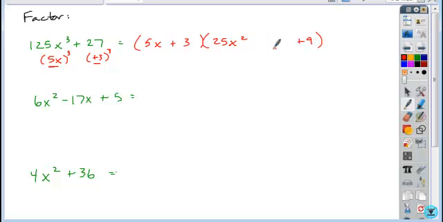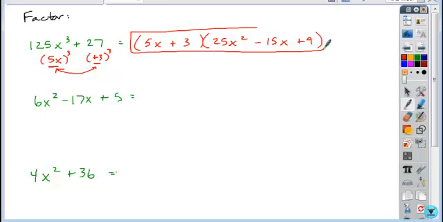And so finally we have just this middle term left. The middle term can be found by taking the product of these two bases and changing the sign. Okay, so 5x times 3 is 15x. Change the sign, we get minus 15x. And that gives us our set of factors.